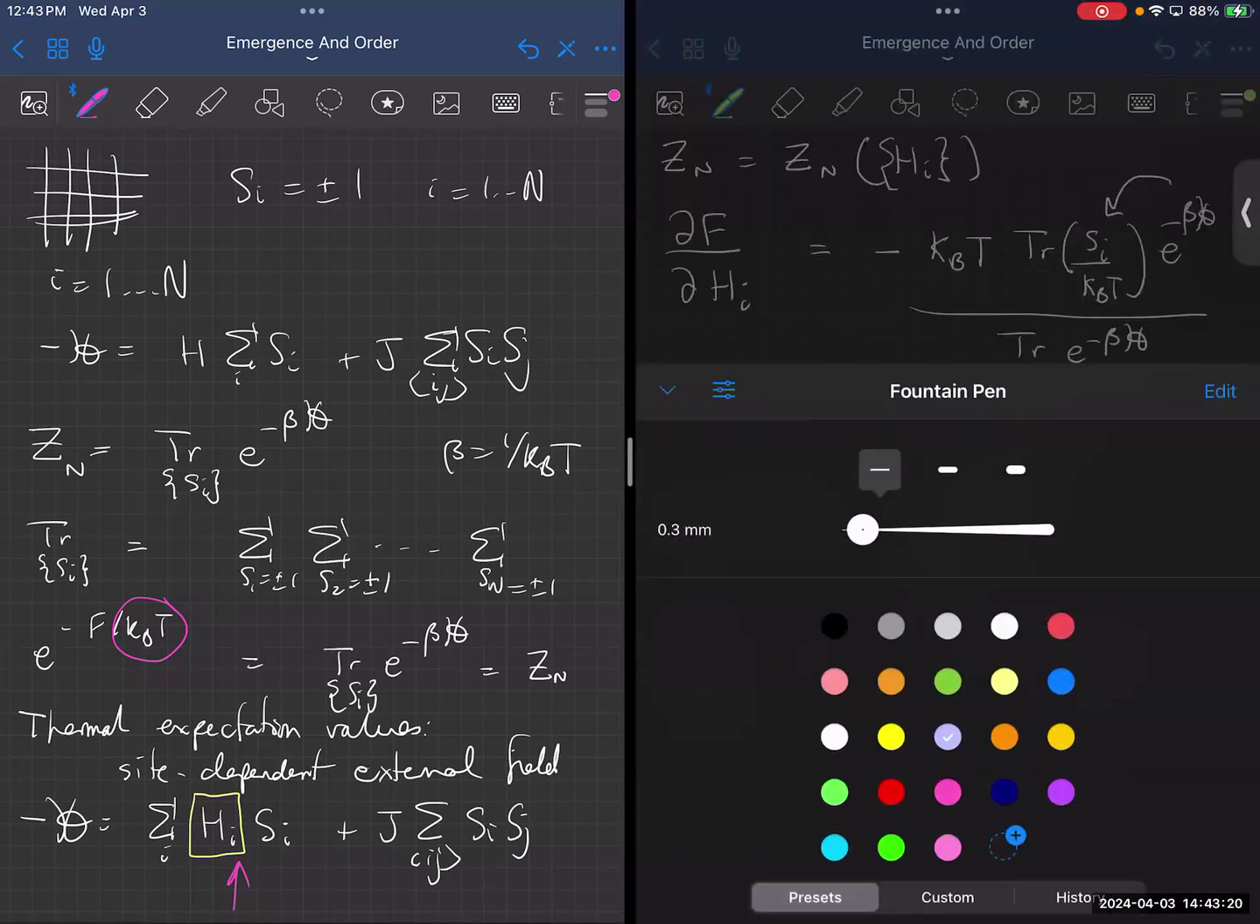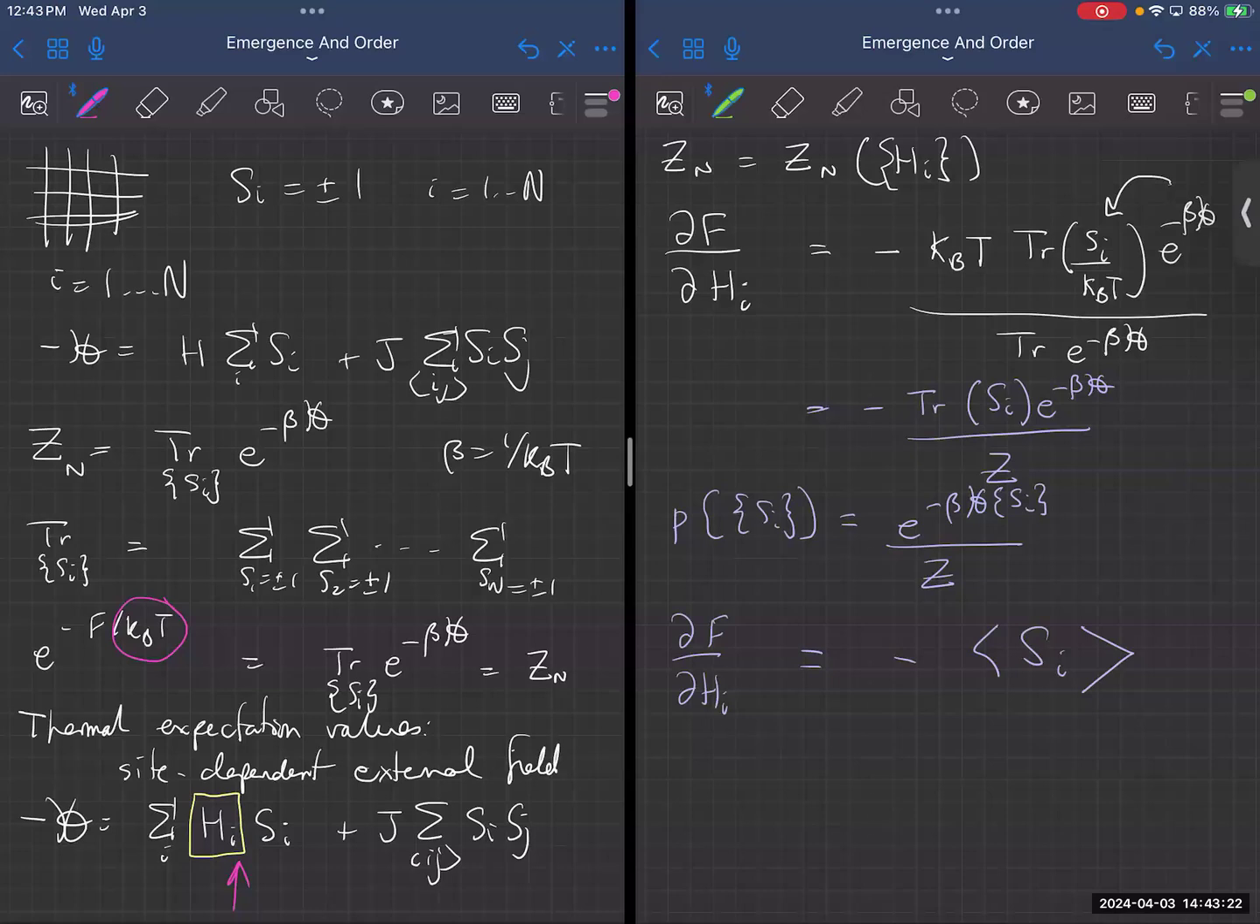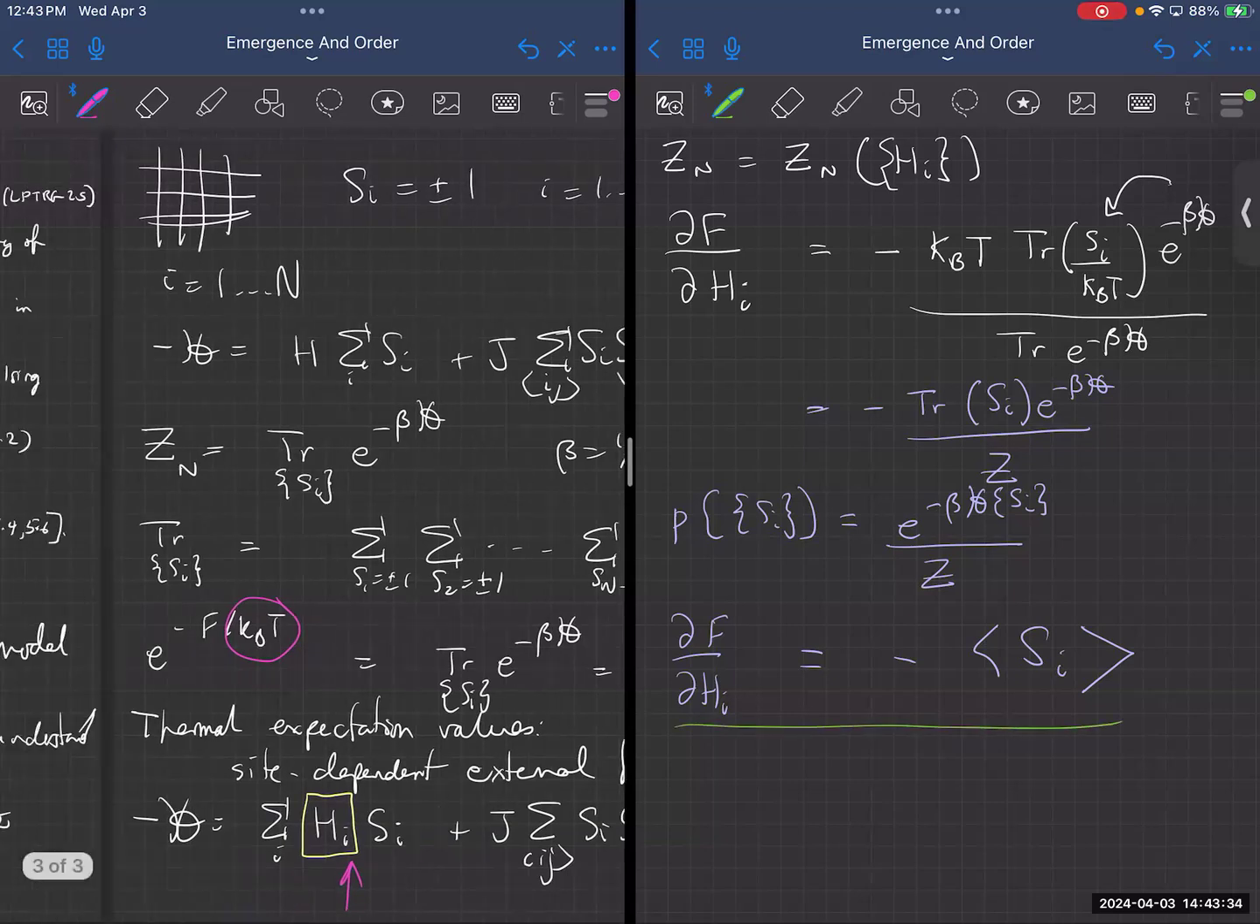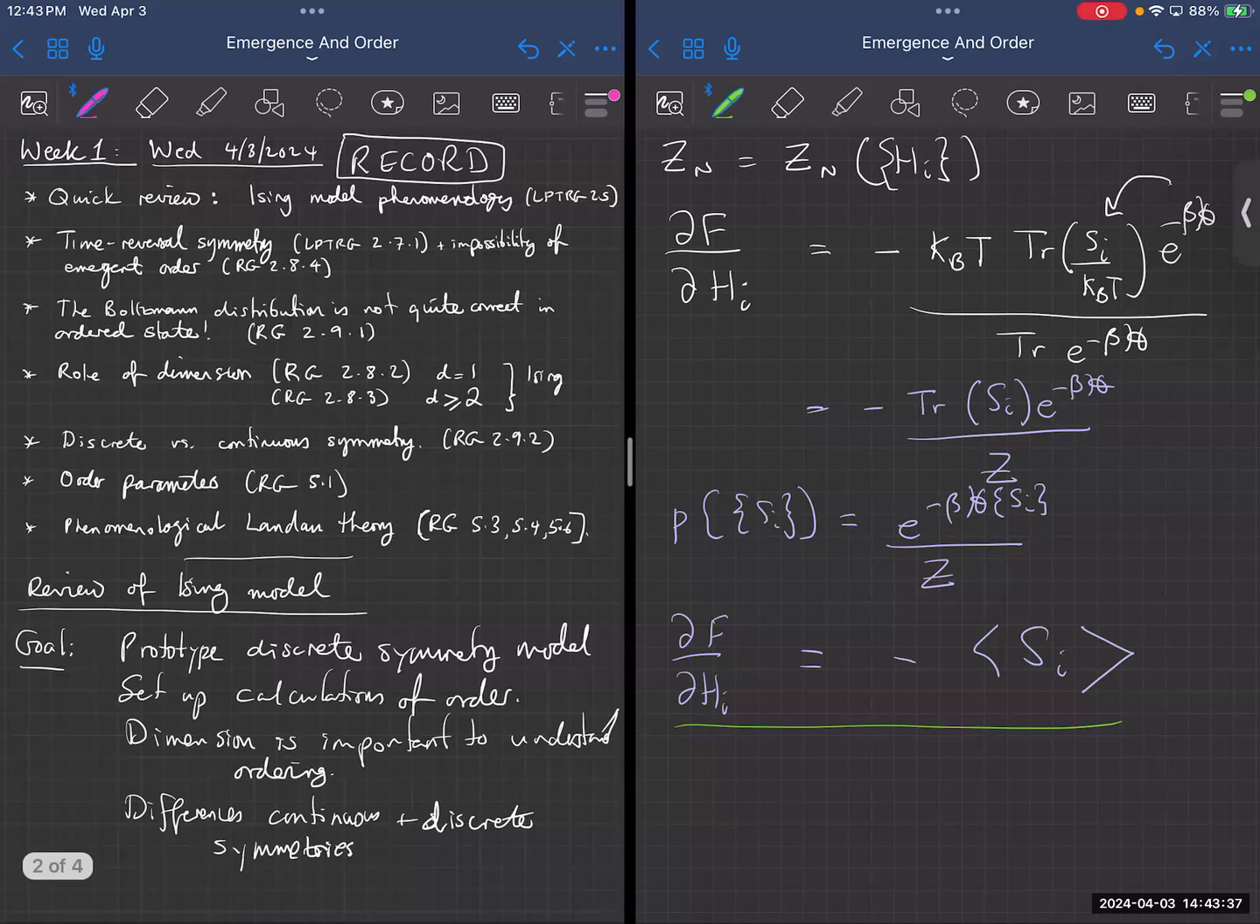Okay, so I think everybody here knows that very well. Anybody here not know that? So you came in late. Is this familiar to you? Okay, great. That's how we take expectation values in statistical mechanics. Now, what I want to move on to then is the phenomenology.